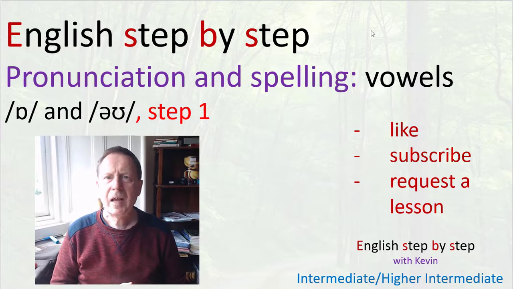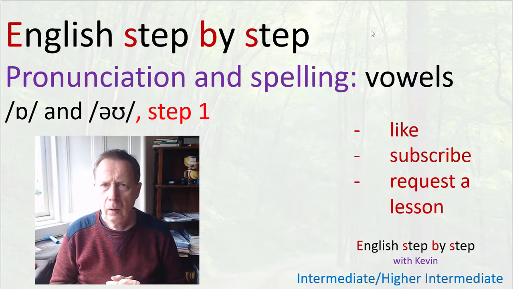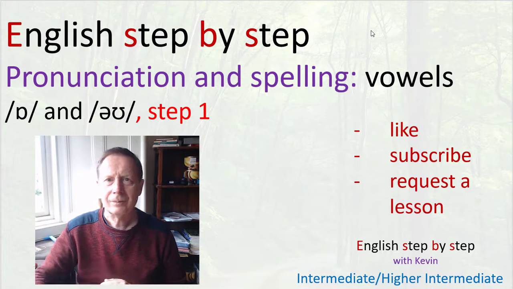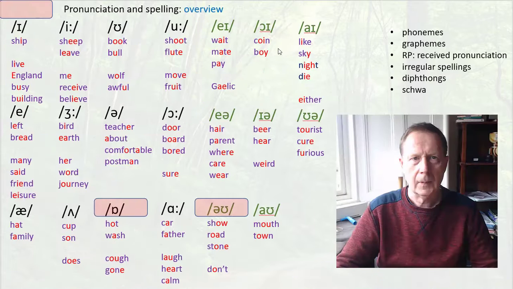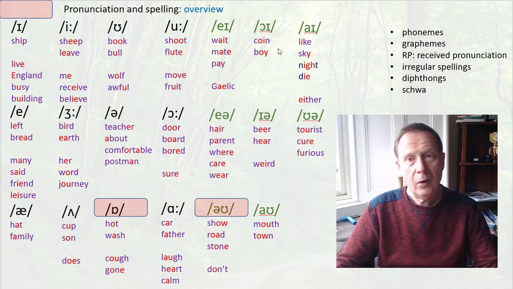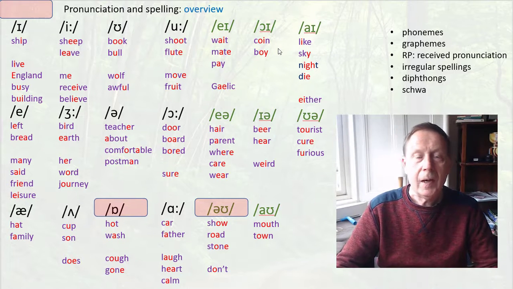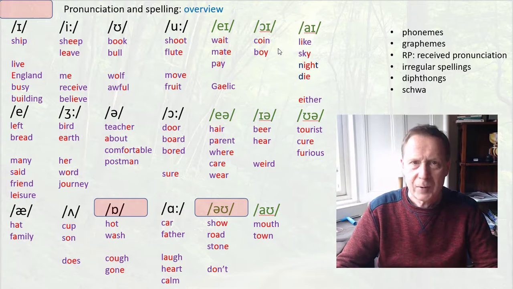English step by step. Pronunciation and spelling. Vowels, O and O. Step 1. This video is one of a series of videos in which I talk about the sounds and the spellings of English, in particular English vowels. For example, here we're looking at the vowels O and O.